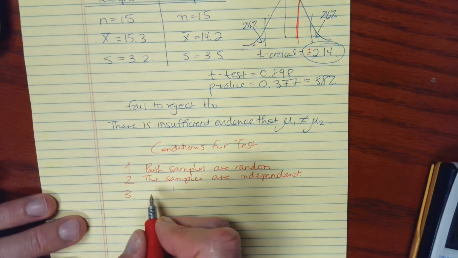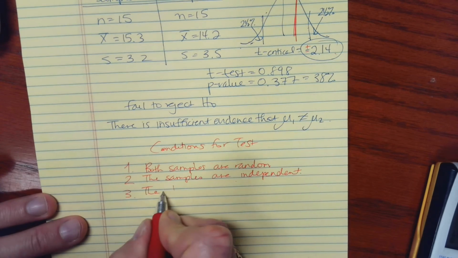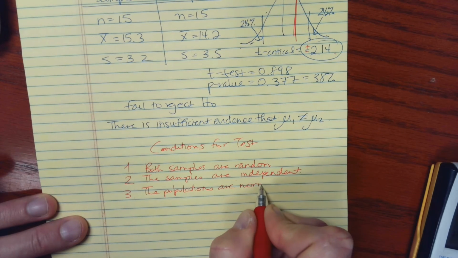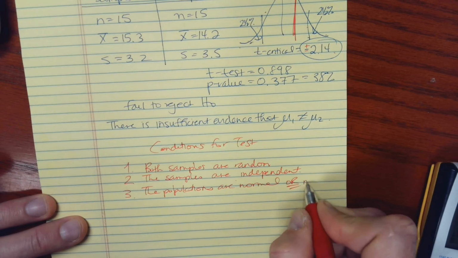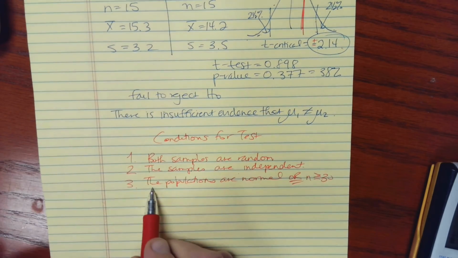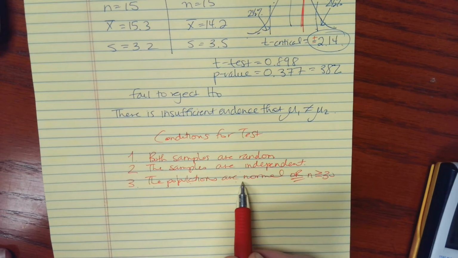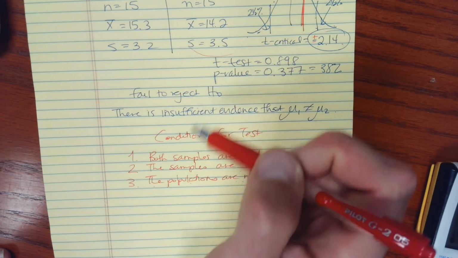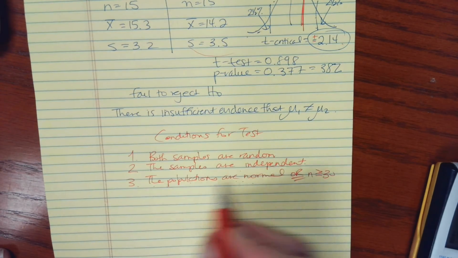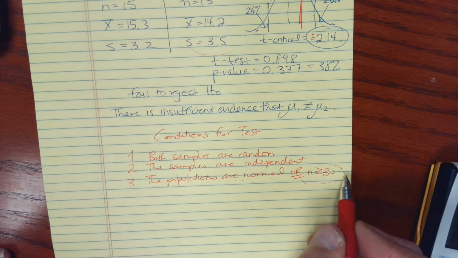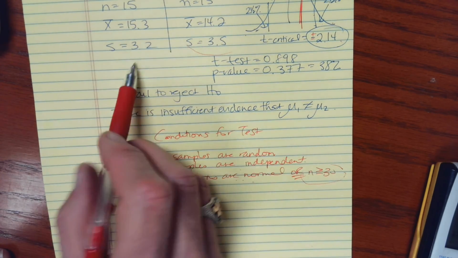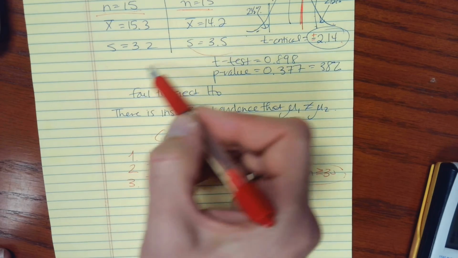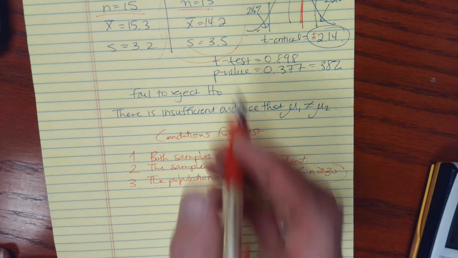The populations are normal, or we have large samples. Now, if you need to test whether the populations are normal, you could do a normal probability plot and a box plot based on your samples to make sure that you don't have any outliers and that they are approximately normal. But if you have large samples, you can get away with some deviation. In this case, since the sample sizes are small, meaning less than 30, I would want to make sure that these are normally distributed with no outliers.